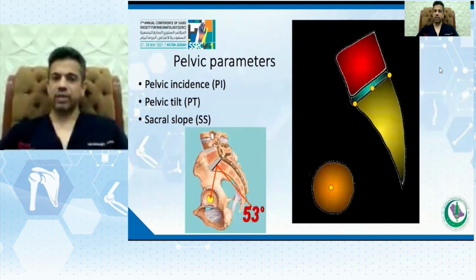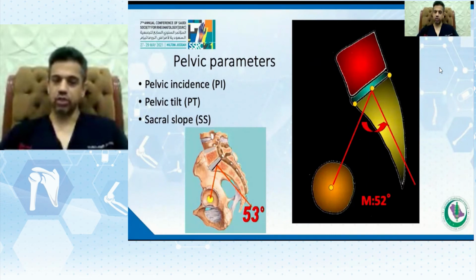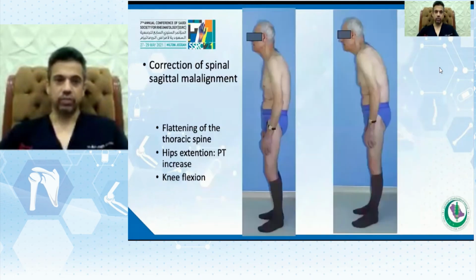When we analyze the parameters, we look at the relation between the spine and the pelvis. We look at what we call pelvic parameters, mainly the pelvic incidence angle. We measure that by taking an angle from the mid-sacrum, with a vertical line to it, connected with the hip center of rotation, which is the center of the femoral head. By taking that angle together with the pelvic tilt angle as well as the sacral slope, we understand the relation between the spine and the pelvis.